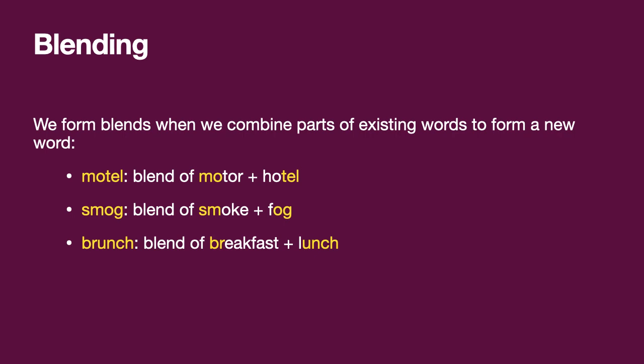Second one, smog, which is a blend of smoke plus fog. You take the sm from smoke and the og from fog, and you make it smog. Third one, brunch. It is a blend of breakfast and lunch. You take the br from breakfast and the unch from lunch, and you make it brunch.